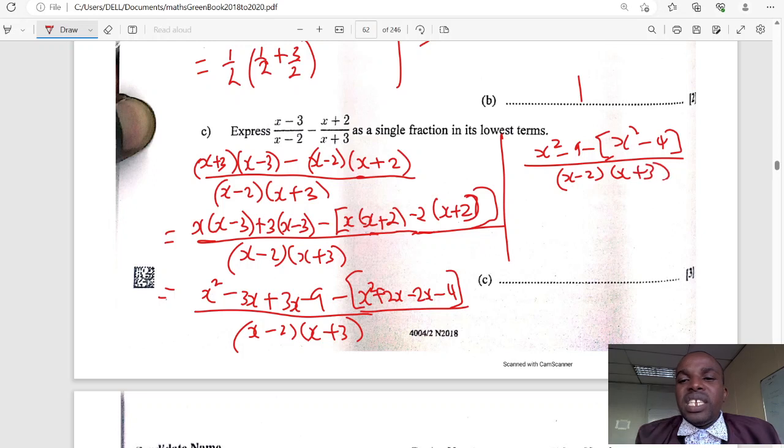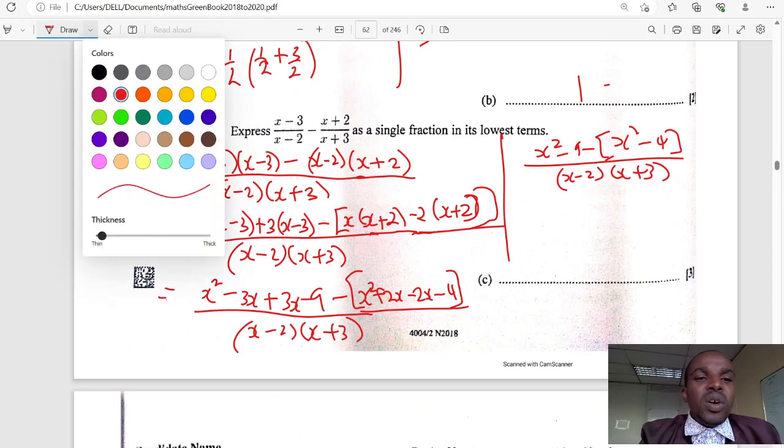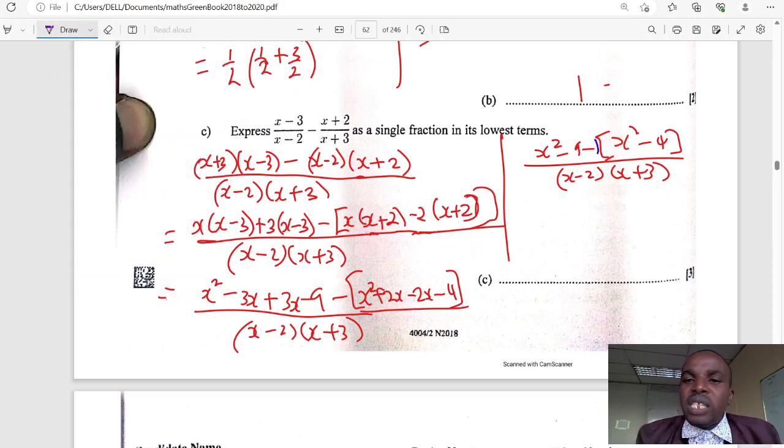Then x plus 3. Then remove the bracket now. When there's no number outside the bracket, put 1. So use 1 on this part. So you put 1 outside this bracket, that blue one. So it will be x squared minus 9, then minus x squared plus 4, over x minus 2, then x plus 3.